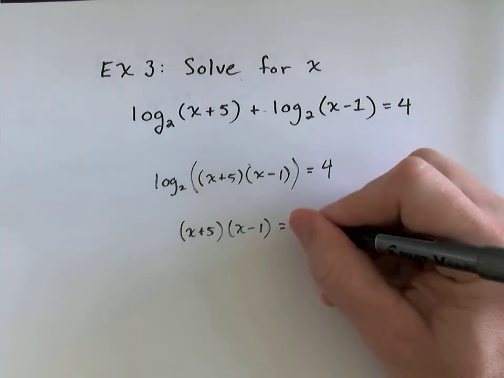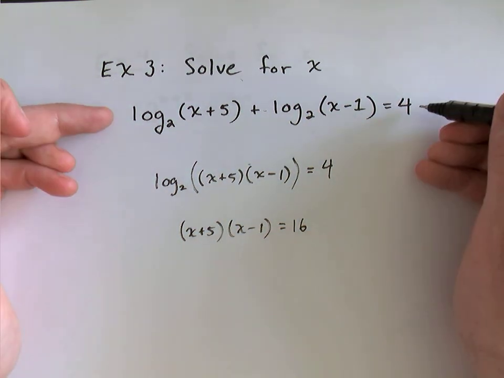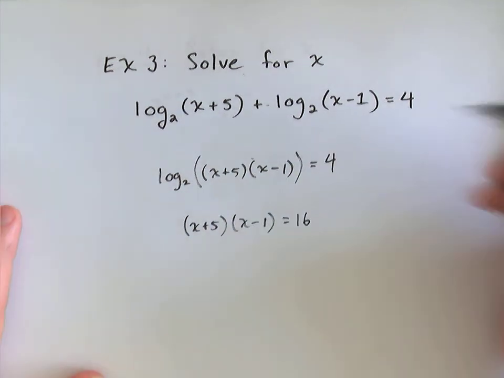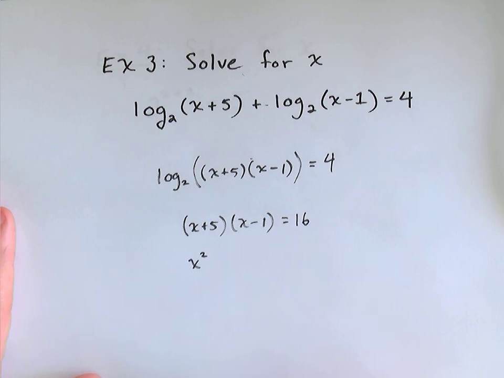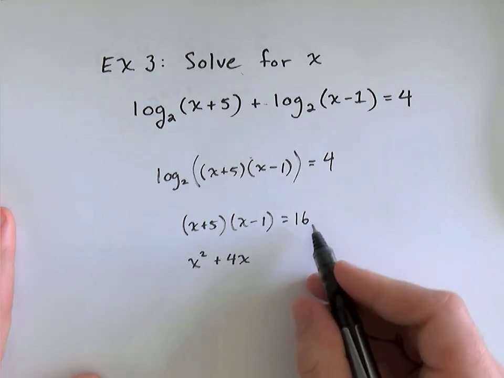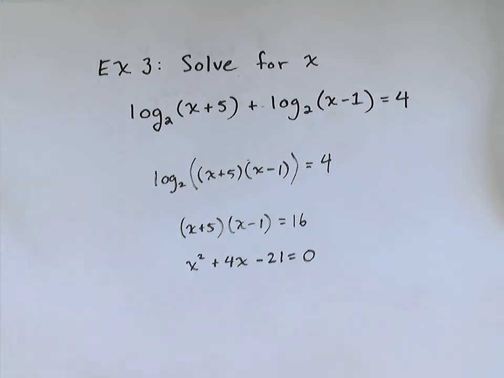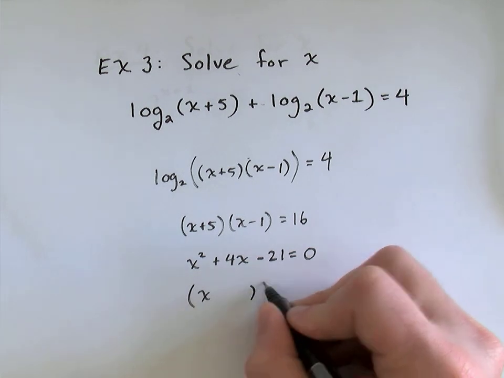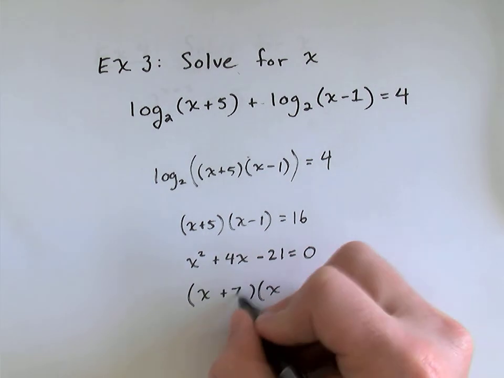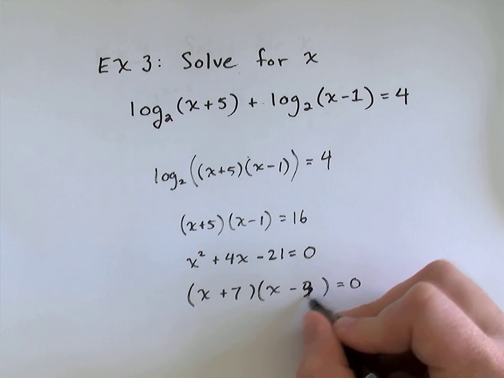And 2 to the 4th is 16. Okay, now I have just a quadratic equation to solve instead of a logarithmic equation to solve. When I get the solutions to this, I'll have the solutions to that. Let's work it out. So this is going to be x squared plus 5x minus x plus 4x minus 5, then minus 16. Skipping a few steps there, I hope that's okay. Then we'll factor x and x. Our product is negative 21, our sum is 4, so I think that could be plus 7, minus 3. I'm so good at factoring.